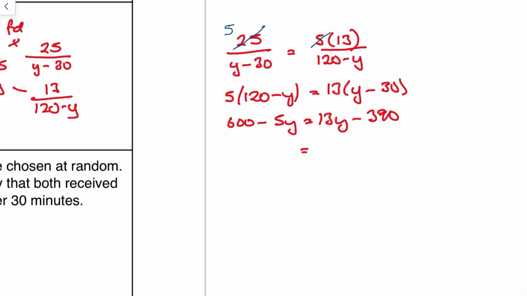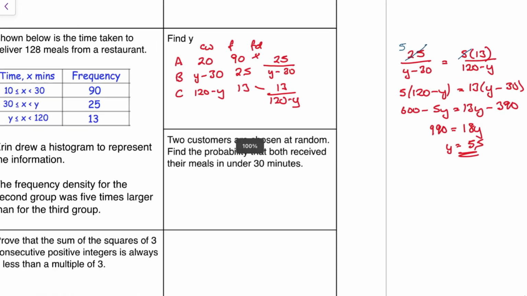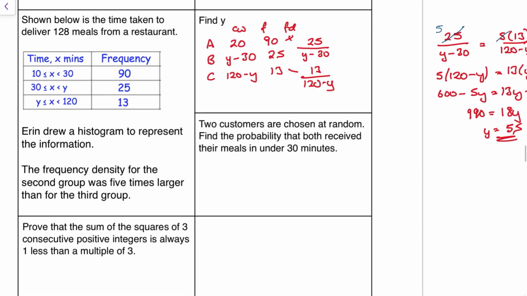Then I'm going to add 5y to both sides, which gives me 18y. And I'm going to add 390 to both sides, which gives me 990, which tells me that y, and I'm going to hope this gives me a nice number, so 990 divided by 18 is indeed 55. So my answer to that, after a bit of working out, is 55. Good question. Next question.